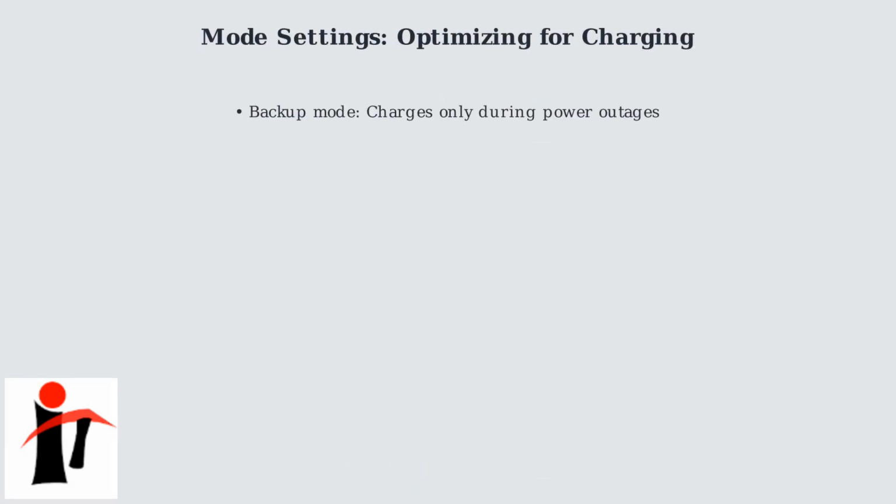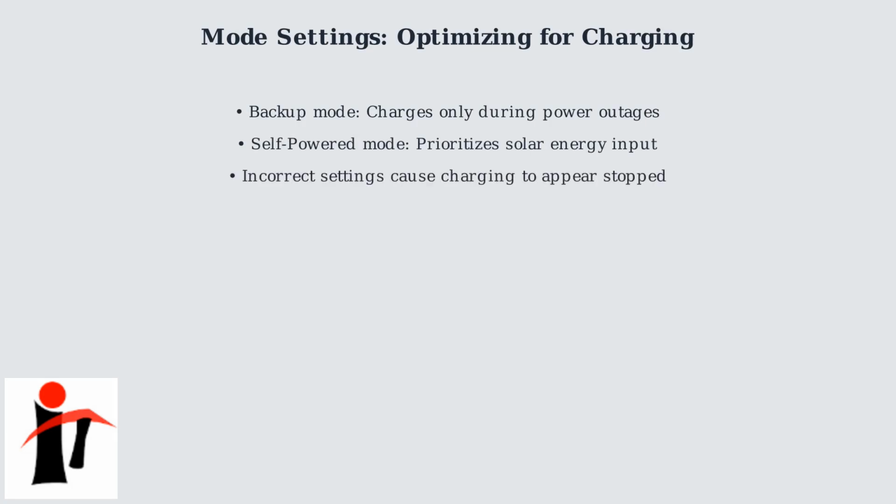Your Powerwall's mode settings control when and how it charges from different energy sources. These settings determine whether the system prioritizes grid power, solar input, or emergency backup. Backup mode is designed for emergency situations, charging the Powerwall only when the grid power goes out. This ensures energy is reserved specifically for outages and won't charge during normal grid operation.